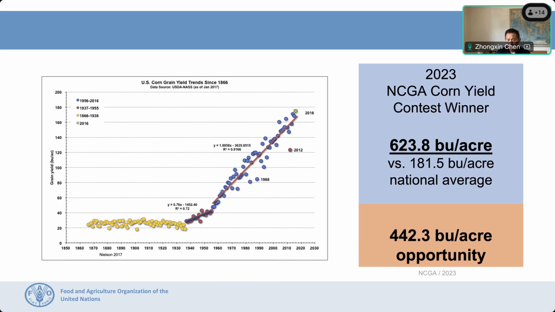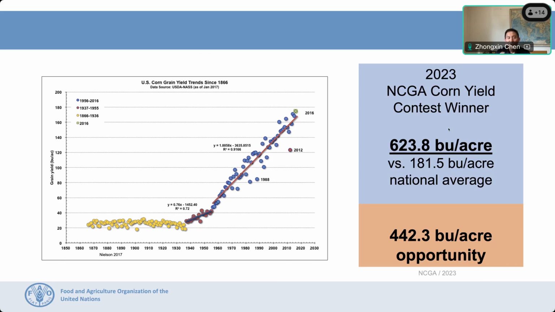Maybe we can increase the yield by 2 times, 3 times. But people don't believe that. It's just in theory. I just want to show some good news from practice. So each year there's a yield contest in the U.S. for different crops. I just show the result for maize in 2023.